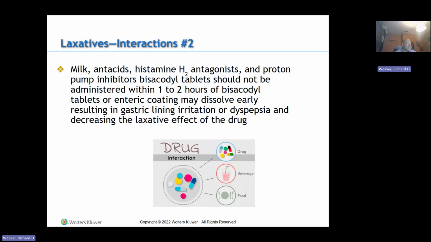All right. So these are some of your interactions with the laxatives. Milk antacids, H2 antagonists, and also PPIs or proton pump inhibitors. Bisacodyl tablets should not be administered within 1 to 2 hours of these drugs, because the enteric coating may dissolve early, resulting in gastric lining irritation or dyspepsia or gas, and decreasing the laxative effect of the drug. So be careful about when these drugs are administered and make sure they're spaced out accordingly.